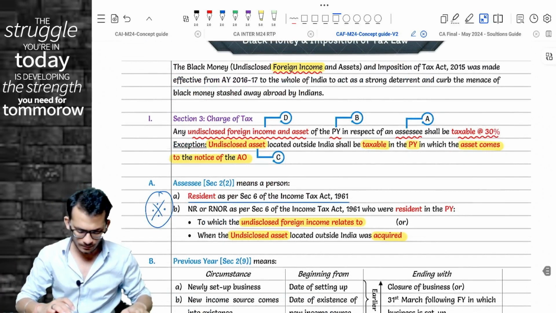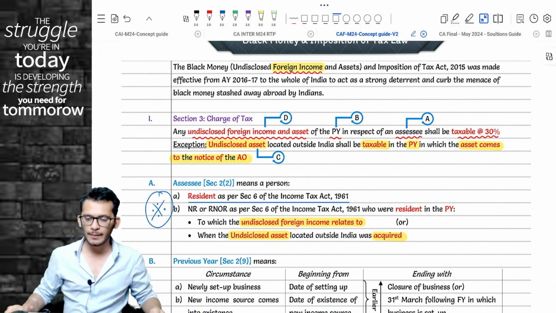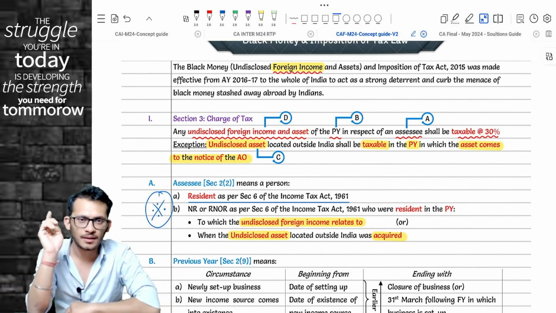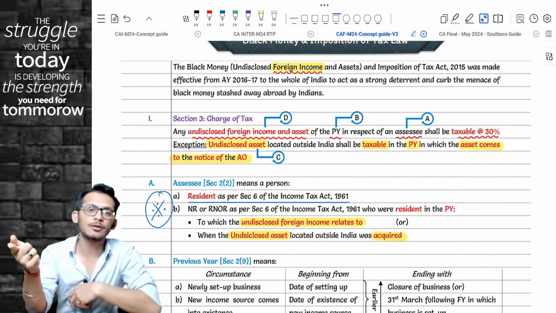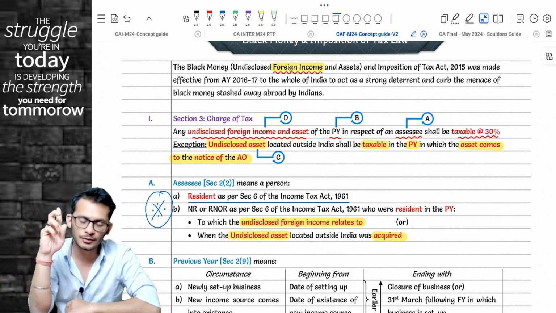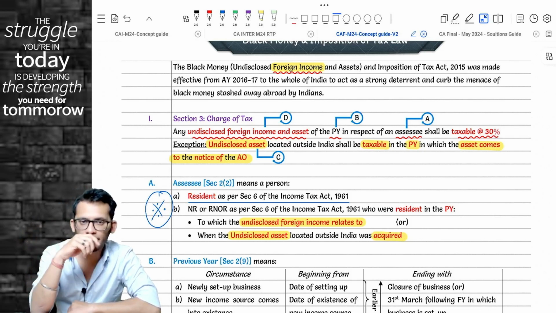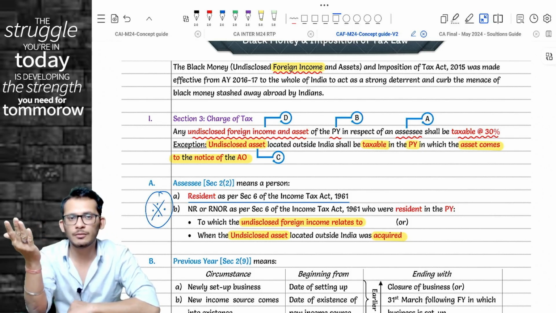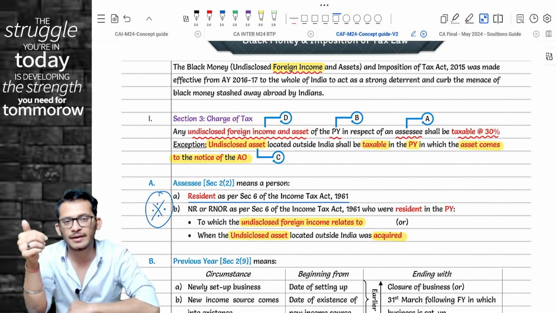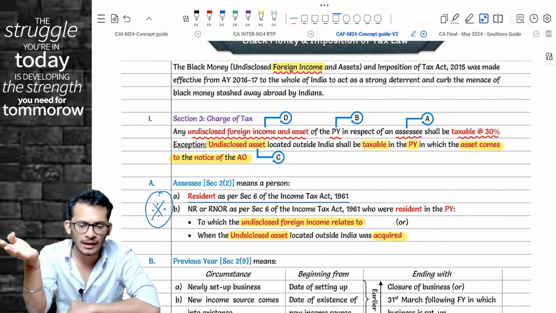Clear? What have we completed in the charging section? We have completed what you mean by an assessee. Assessee means a resident in India, and it also includes a non-resident in India provided the asset or the income pertains to the year in which he was a resident. Point number 1. Second, what do you mean by a previous year, Rahul? Previous year is normally April to March, excluding, yes, if you have started in the current year, then the date on which you started. If you exited in the current year, then the date on which you exited.